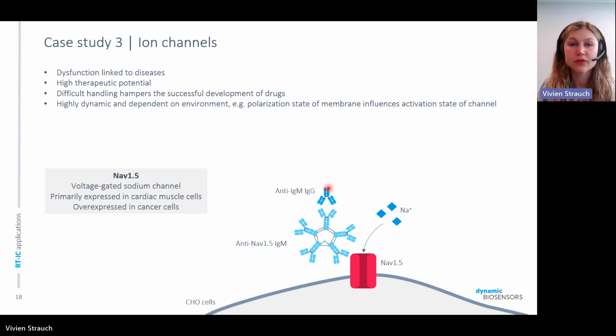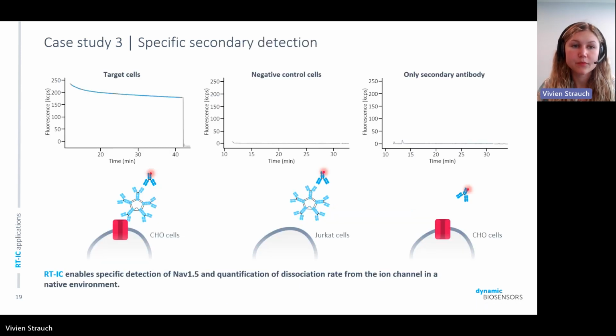This example also shows you how you could use a secondary labeling strategy instead of a directly labeled analyte. So in this case, we had a specific IgM against the sodium channel, as well as a labeled IgG against the IgM. In the left graph, you can see how we can measure the dissociation of the antibody from the ion channel. It binds very stably and only shows a very slow dissociation.